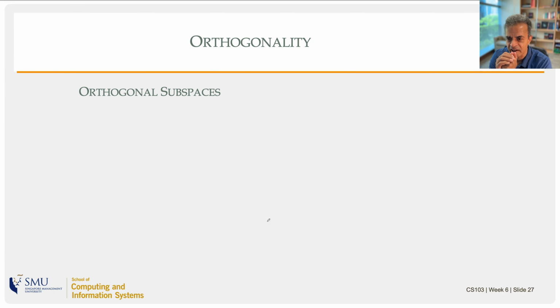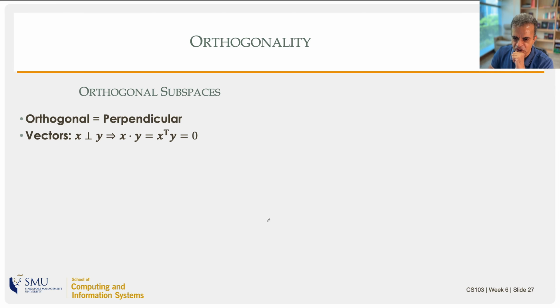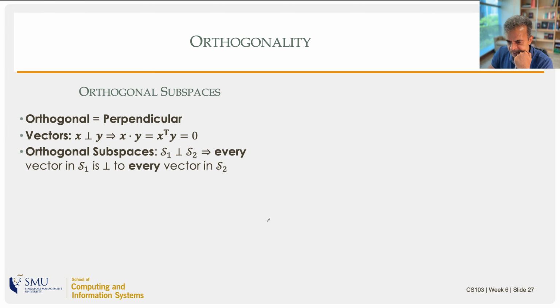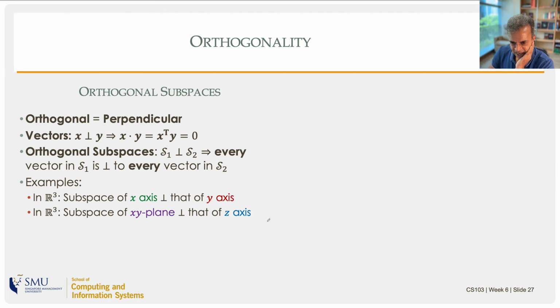Now let's talk about orthogonality of subspaces, which is a slightly deeper concept. So for vectors, if the dot product is 0, that means x dot y, which is x transpose y or y transpose x, just gives you 0 as a number. Orthogonal subspaces basically means that if you have two subspaces, and every vector in one subspace is perpendicular to or orthogonal to every vector in the second subspace, then these two subspaces are orthogonal subspaces. You don't call subspaces perpendicular subspaces, you can call them only orthogonal subspaces. So one good example would be in R3, the subspace of the x-axis and that of the y-axis will be orthogonal.